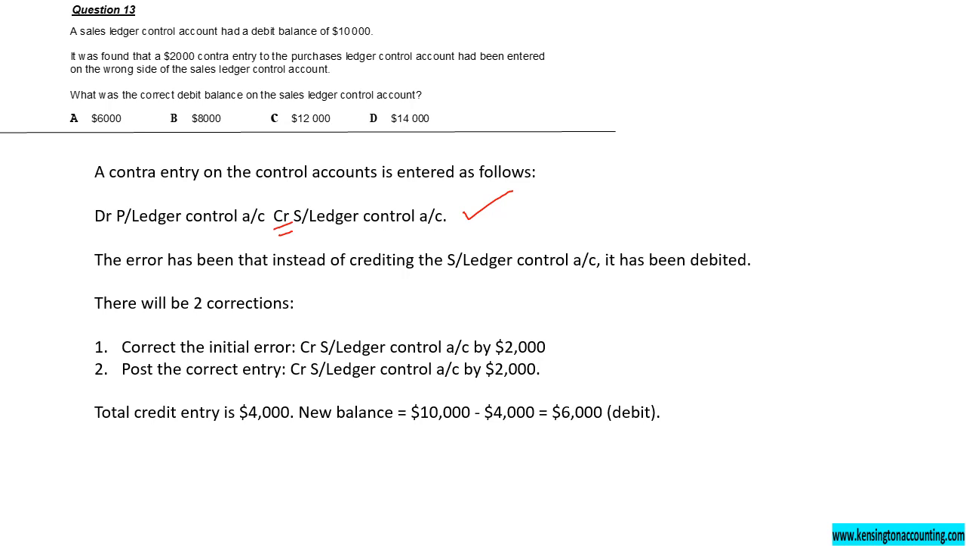Therefore, to correct that entry, we need to first correct the initial error, and to correct the initial error, we need to credit the sales ledger control account to net off the initial error of debit entry, and to get the right balance, we need to further credit the sales ledger control account. Therefore, in total, we'll have 4,000 of a credit entry. Therefore, the correct balance would be 10,000 minus 4,000 to get the final balance of 6,000 debit. Therefore, the answer is A.